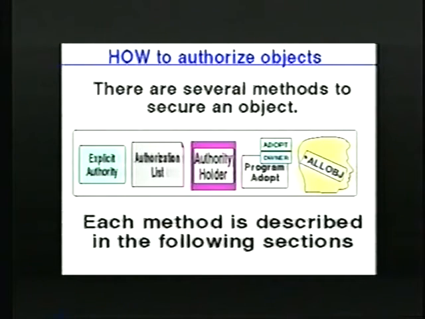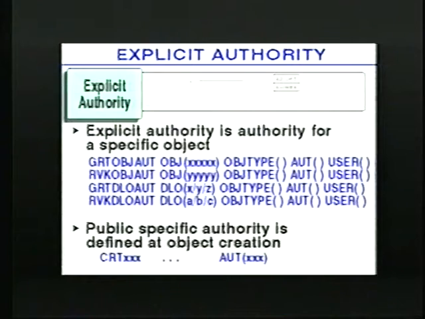Let's now look at how you authorize objects. There are several mechanisms, and we'll talk about each of these different techniques of granting access or allowing users to access an object. Let's take a look at each one of these individually. First, explicit authority. Up to this point, I've really been using explicit authority in most examples, and that is authority that you're going to grant directly to a user. This is sometimes called private authorities because it is authority that's stored in the user profile.